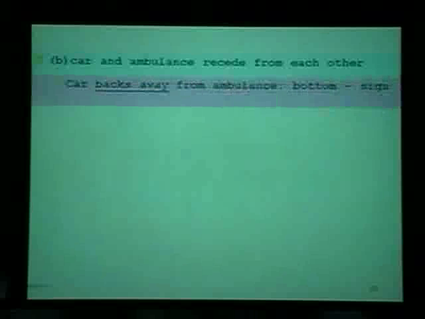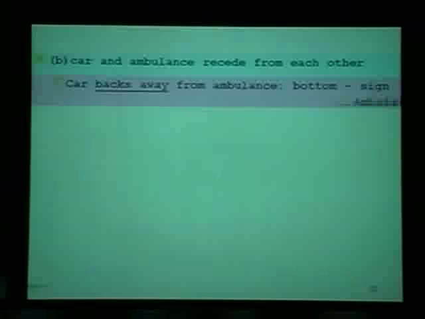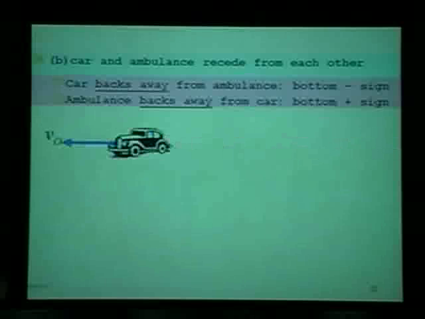Let's say they pass each other. So the car's on the other side of the ambulance, and the ambulance is on the other side of the car. Put yourself in the car's shoes: the ambulance is over there, and the car is moving back and away. Put yourself in the ambulance's shoes: the car is somewhere over there, and we're backing away. So they're both backing away. You're going to use the bottom signs for both of them in that equation.